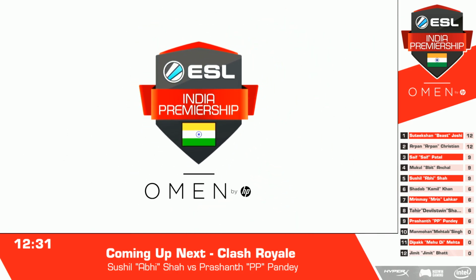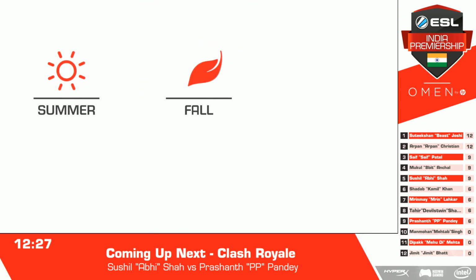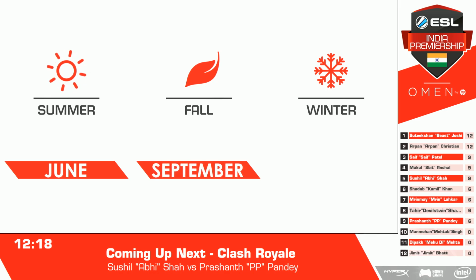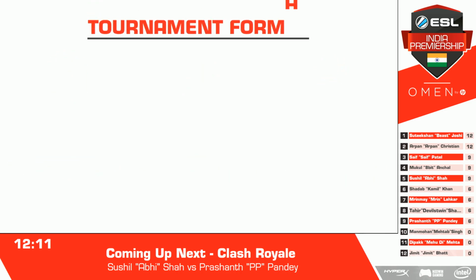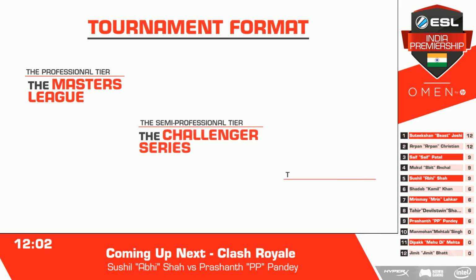The ESL India Premiership 2018 has 3 seasons: summer, fall, and winter. The summer season takes place from April to June, while the fall season runs from July to September. Finally, the winter season takes place from October to December. Coming to tournament formats, each season is divided into 3 tiers: the professional tier, the Master League; the semi-professional tier, the Challenger Series; the Open tier, the Starter Cups.